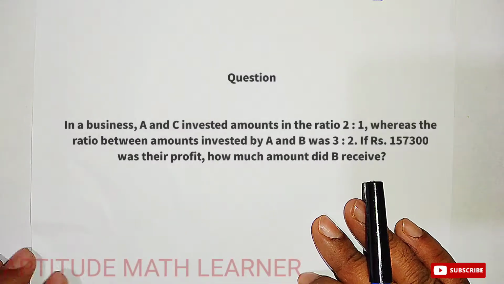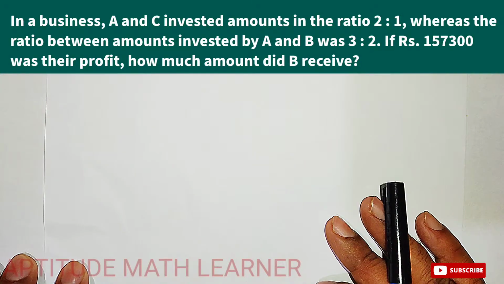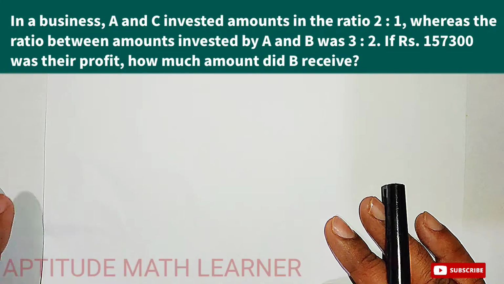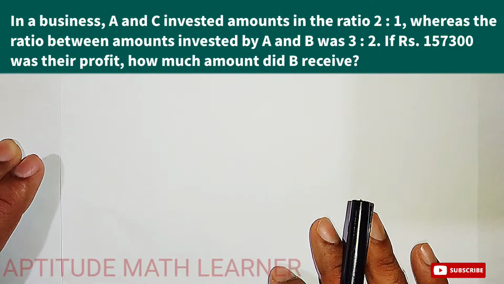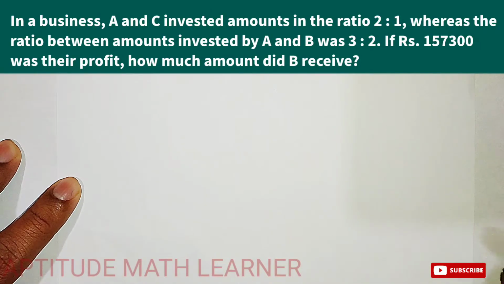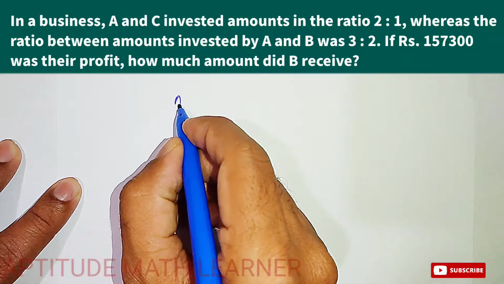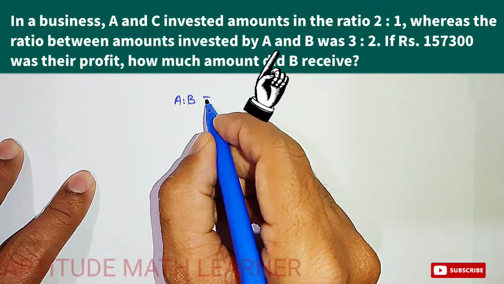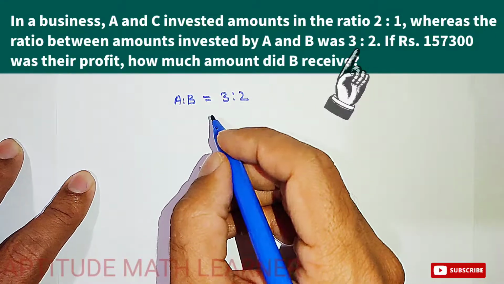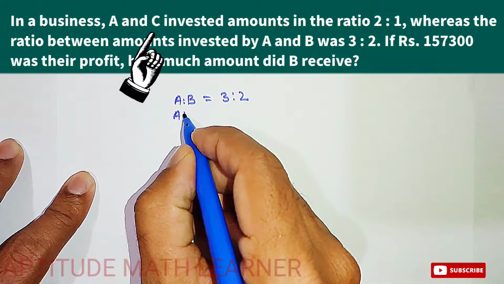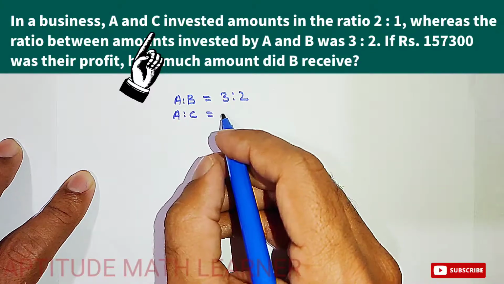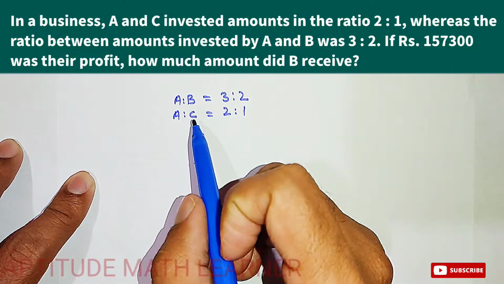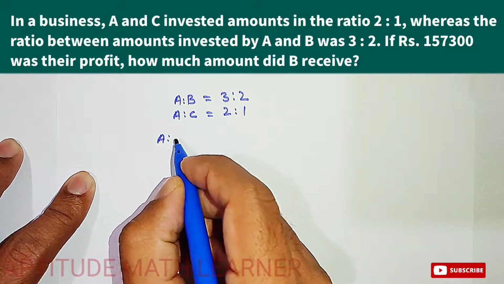So here we have three persons, A, B and C, and they have invested in the ratios 2:1 for A to C, and 3:2 for A to B. So the first thing we have to make clear is that A and B invested in the ratio 3:2, and A and C invested in the ratio 2:1. So we have to find out the ratio A : B : C.